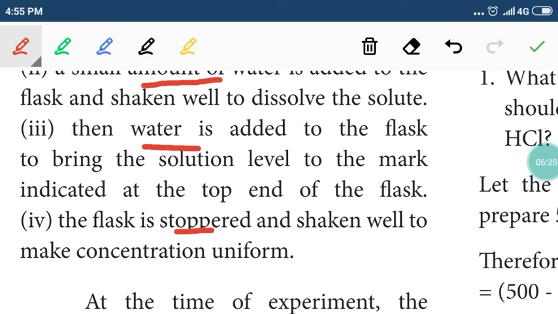All these we have completed. Normality will be considered in terms of gram equivalent. So 40 gram is the equivalent mass of sodium hydroxide. Exactly 40 gram of sodium hydroxide will be taken. We are going to prepare a one normal solution. So 40 gram of sodium hydroxide will be dissolved in 1 liter of water, so the concentration will be 1 normal.